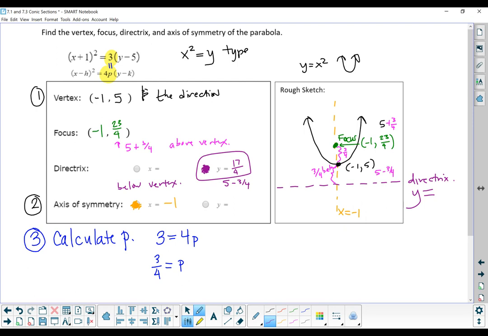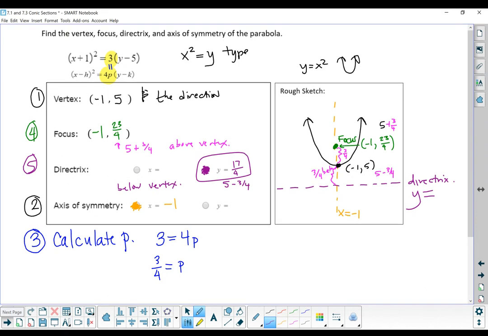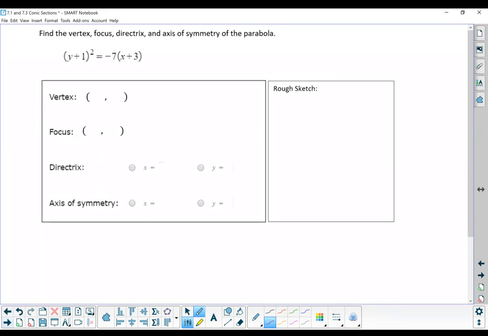So again, first find the vertex, then find the axis of symmetry. Third, calculate your p-value, and then you can find your focus and directrix once you know that p-value. Okay, here's another example just for a second chance to practice. So same list of things we're trying to figure out.